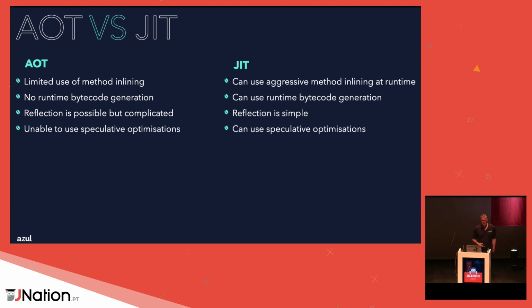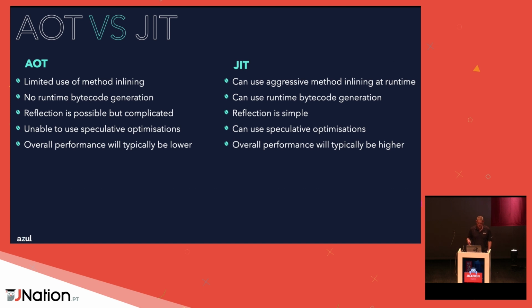You can't use speculative optimizations. This is the stuff that I showed you with the de-optimization, right? This is, for example, the branch analysis. You can't really do that because the AOT compiler compiles upfront, not at runtime. So it can't really profile at runtime how the code is behaving, right? So the JIT does that all the time. The overall performance will typically be lower.